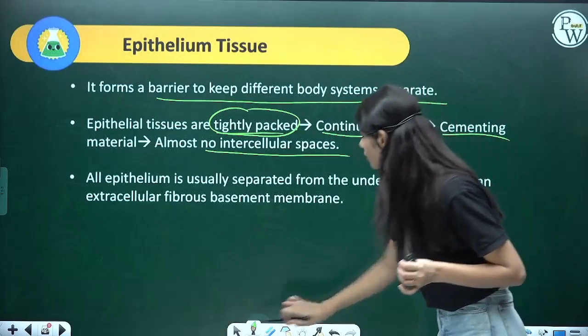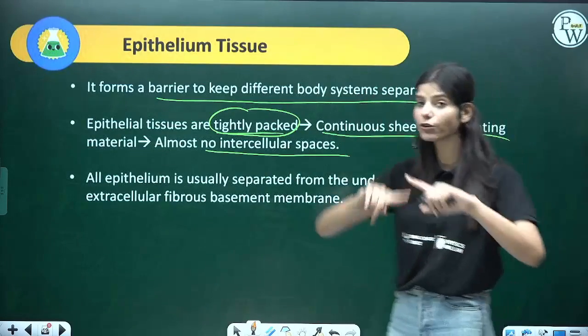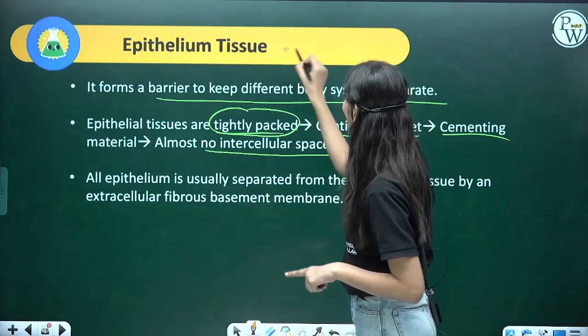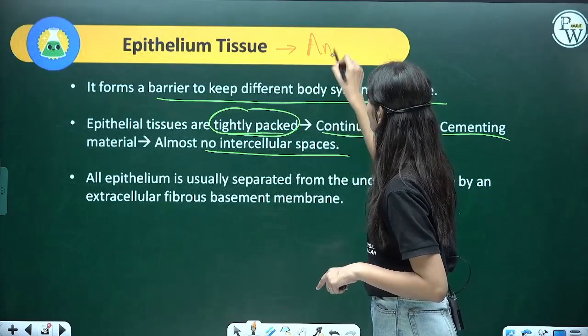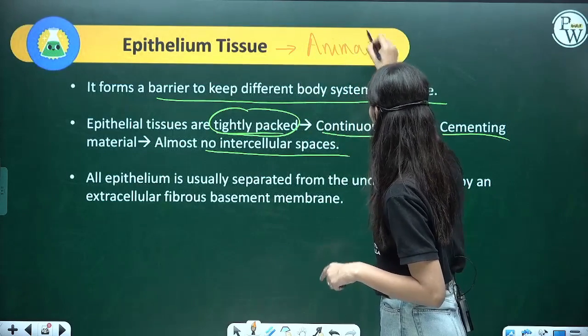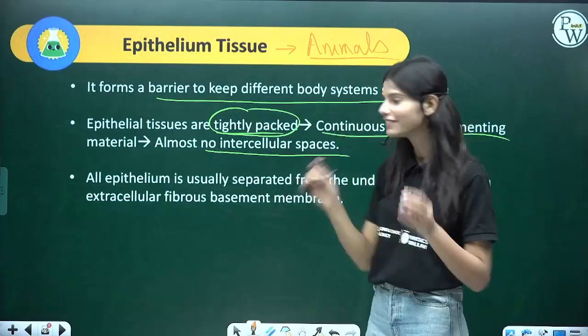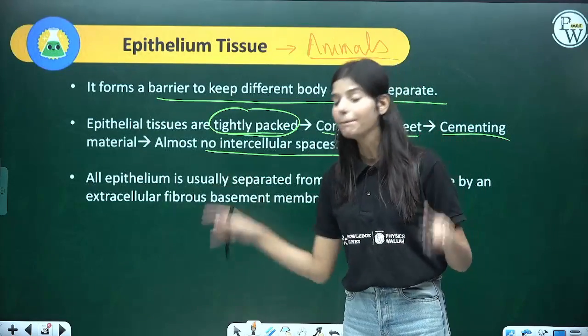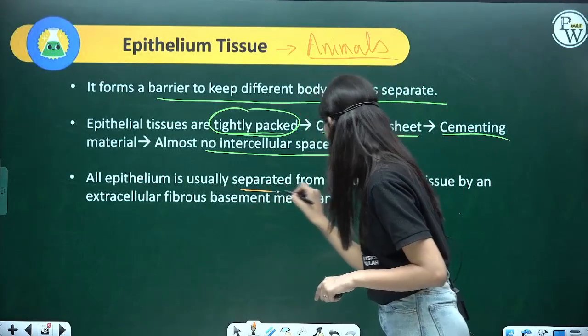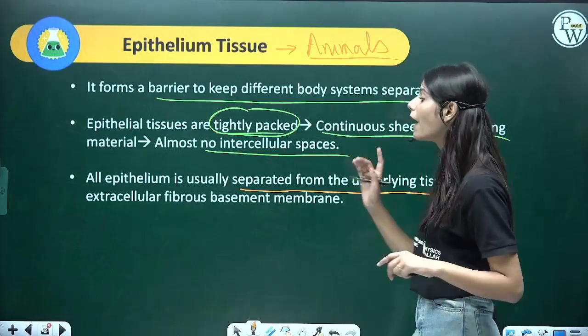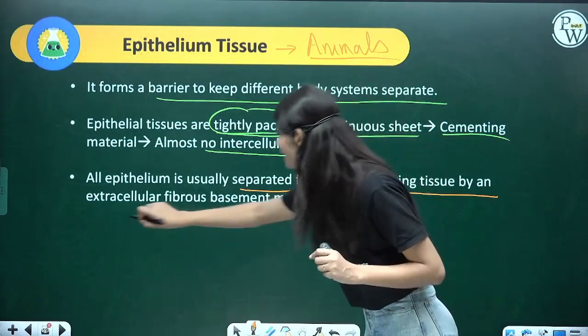So the epithelium, which is nothing but the outermost covering in case of animals, is protecting the different parts of the animals. Also, epithelium is usually separated from the underlying tissue by an extracellular fibrous basement.